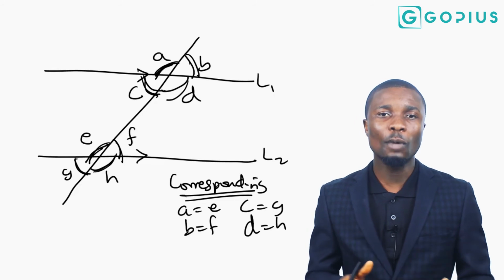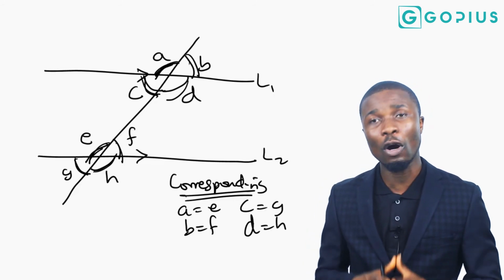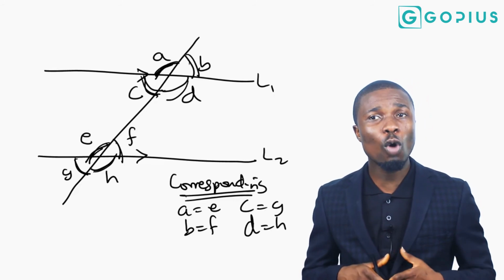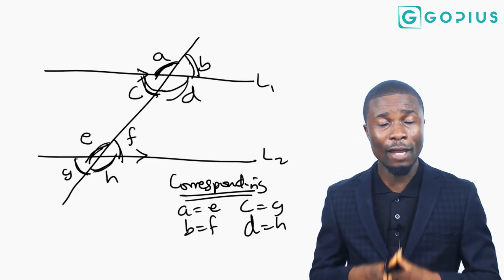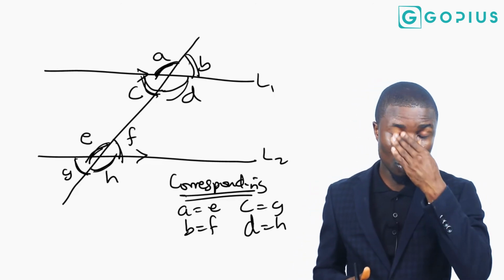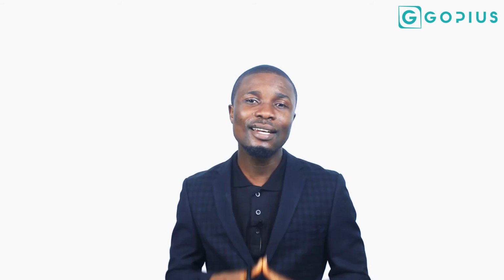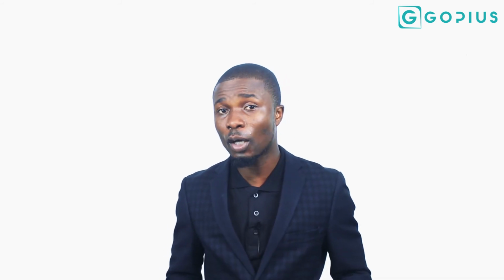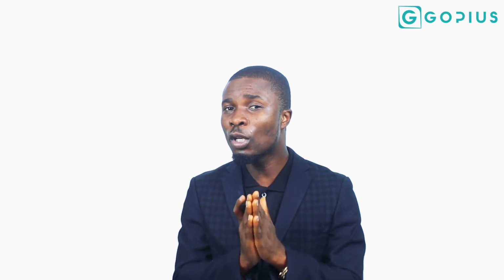Okay, then you can call it corresponding angles. So from what we have drawn here, A is equal to E, B is equal to F, C is equal to G, and of course D is equal to H. These angles are called corresponding angles, and they are equal. We'll be using this theorem to solve questions at the end of the day.